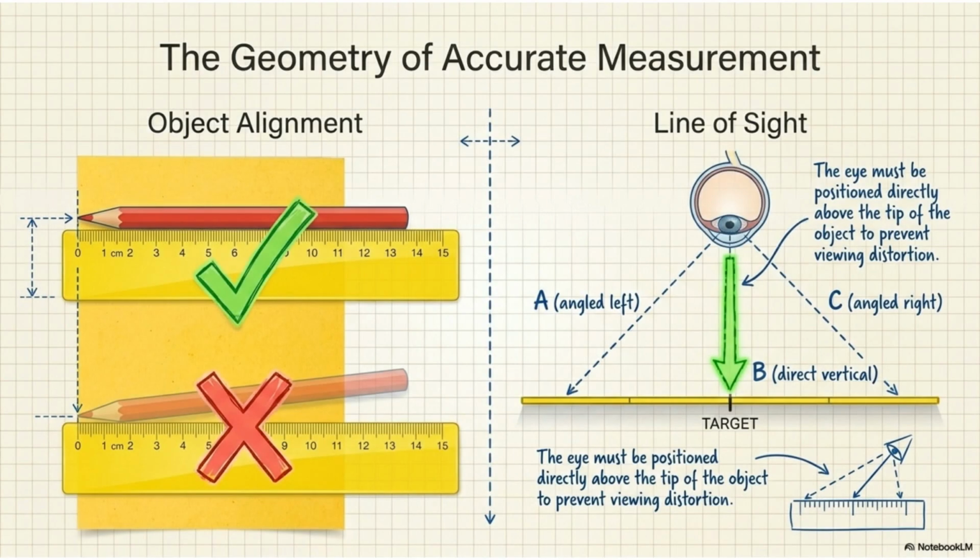Accurate measurement requires two things: proper object alignment and the correct line of sight. Your eye must be positioned directly above the object's tip to prevent viewing distortion, also known as parallax error.